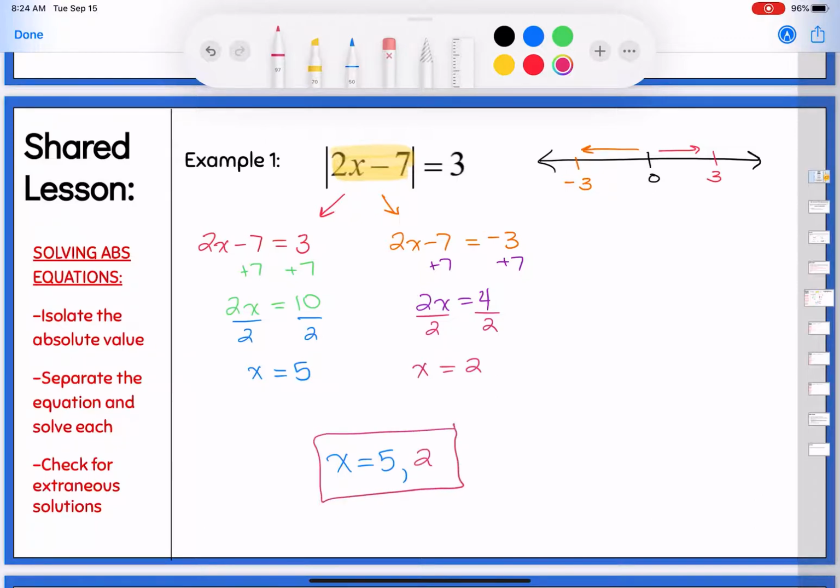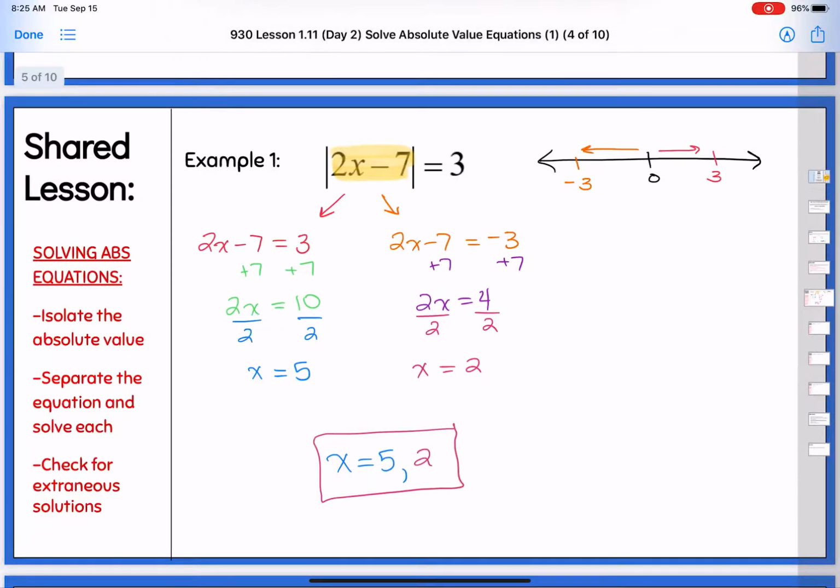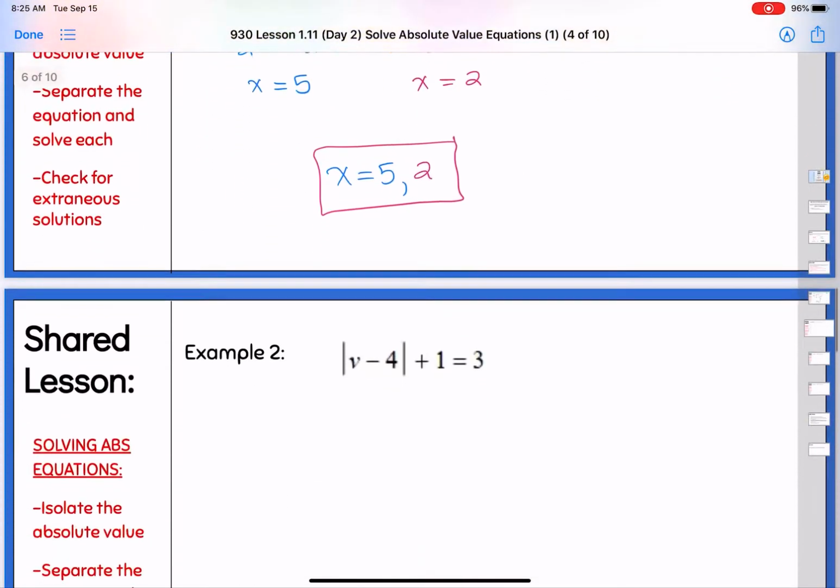And now I can just go and do some mental math here, right? If I plug in positive 5, 2 times 5 is 10. 10 minus 7 gives me positive 3. That is 3 units away from 0. If I plug in my positive 2, 2 times 2 is 4. 4 minus 7 is negative 3, and negative 3 is also 3 units away from 0. So there's the idea of splitting it into those two equations just like we did yesterday and checking our work.